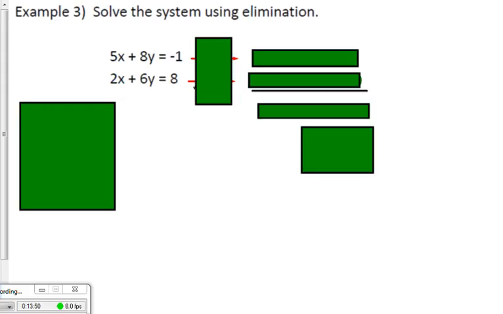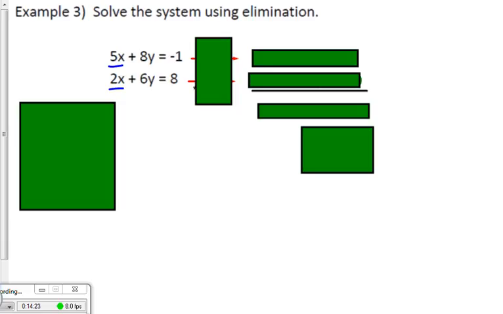All right, we've got another one, solving this system using elimination. Okay, again, if we look at our individual pieces, 5x and 2x do not match up. 8y and 6y do not match up. So we can't just cancel things out right away by adding them. We're going to have to multiply things. So in this case, last time I think I canceled out my y's. This time let's try canceling out the x's.